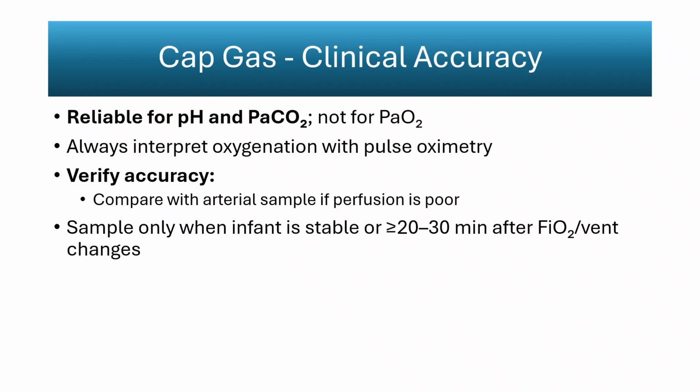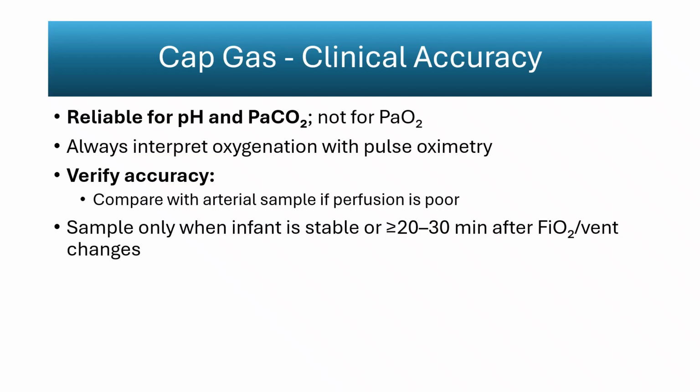Capillary gases provide dependable information on pH and CO2 when performed under proper conditions. They are most reliable in stable infants with good peripheral perfusion and stable respiratory support. When circulation is compromised or oxygen has recently changed, the results can deviate substantially from arterial values. PaO2 from a capillary sample should never guide oxygen management. Local extraction and variable perfusion make it an unreliable indicator of systemic oxygenation. Oxygenation should always be evaluated using pulse oximetry or transcutaneous monitoring.